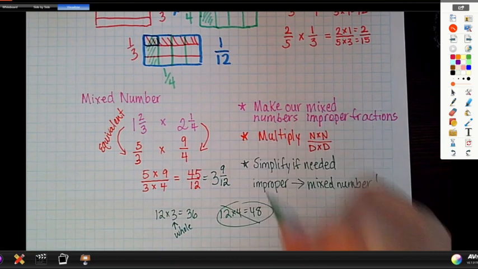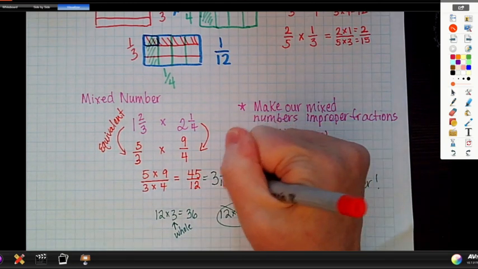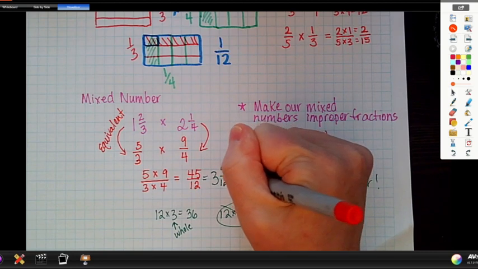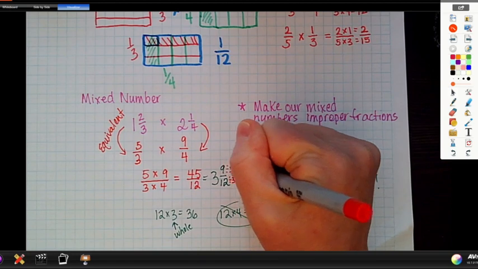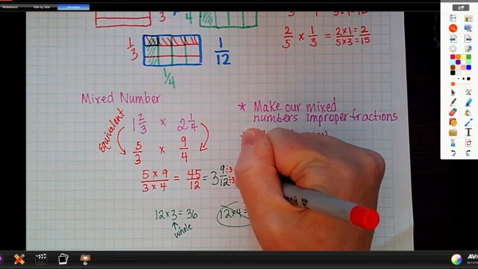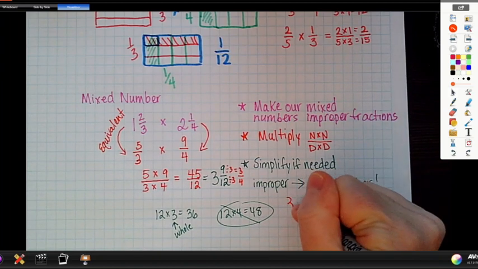9/12. Now, 3 and 9/12 can still be simplified. You can leave it as 3 and 9/12. However, 9 and 3 share a common factor, 3. How many 3s make a 9? 3. How many 3s make a 12? 4. So my final answer, fully simplified, is 3 3/4.